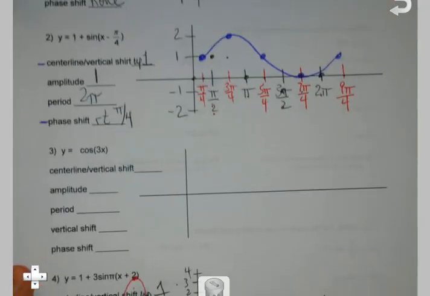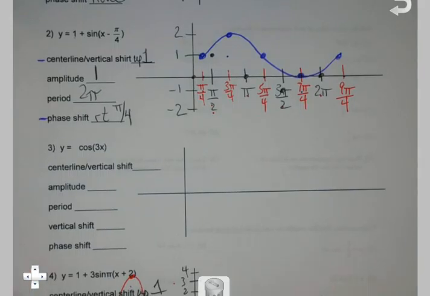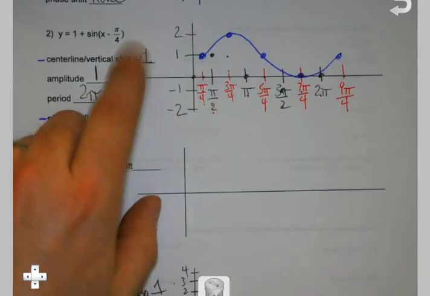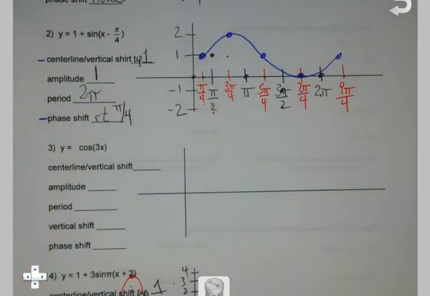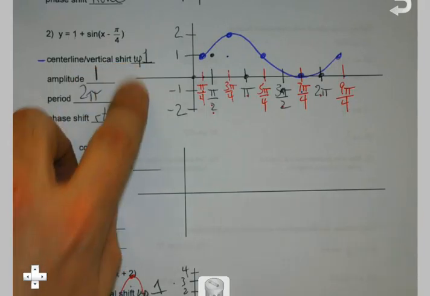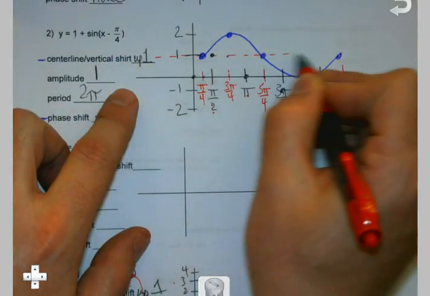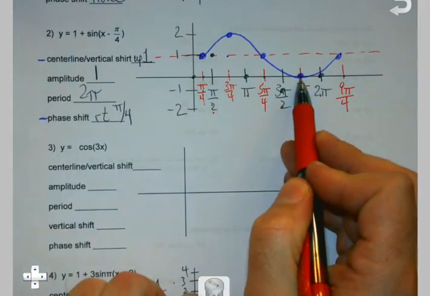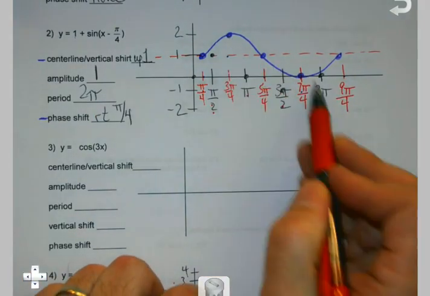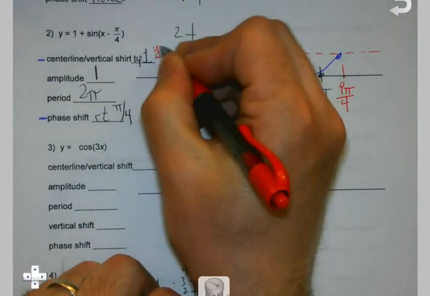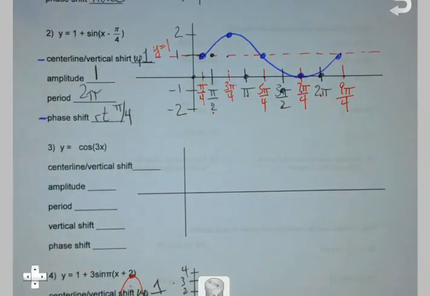All right, next one, we're back to Easy Street. And again, let me go back to 2 for just a second. Up 1 means my center line goes from 0 to 1, because where's my minimum? 0. Where's my maximum? 2. What's in the middle of 0 and 2? 1 is. And that's where my center line would be.